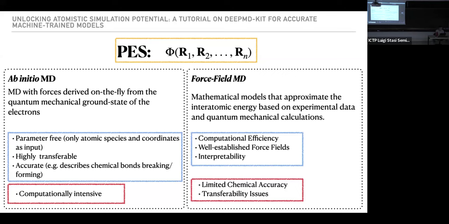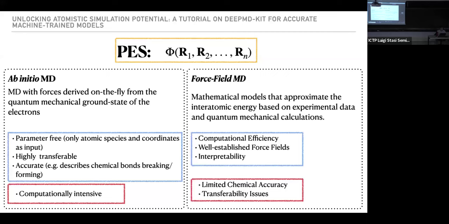It is highly transferable in the sense that, within the level of theory in which we are working, we have no limitation in the conditions, such as temperature and pressure, in which we are working. So let's say an ab initio simulation of liquid water at ambient conditions is consistent with another simulation at high pressure and high temperature. And another thing is that this kind of approach is accurate in describing chemical bonds, so the formation and the breaking of chemical bonds.